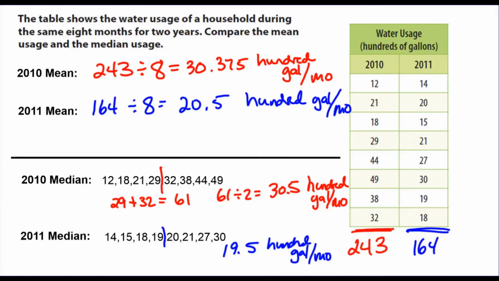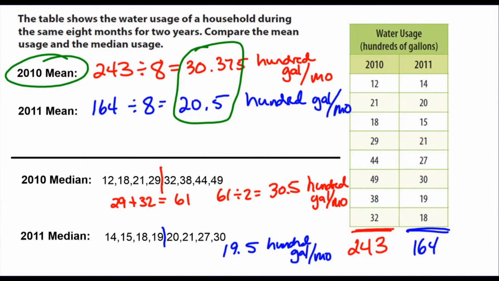So now I can compare these two water usages for the 2 years. Looking at the means, we can see that there was more water usage per month in 2010 typically. And then when we compare the medians, there was also more water usage in 2010 typically. So we could conclude that typically there was more water usage in this household in 2010 than there was in 2011.